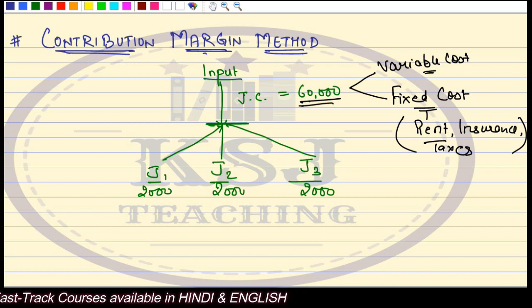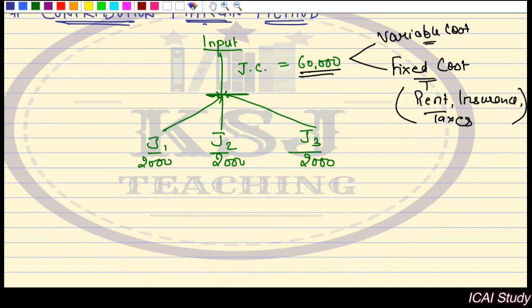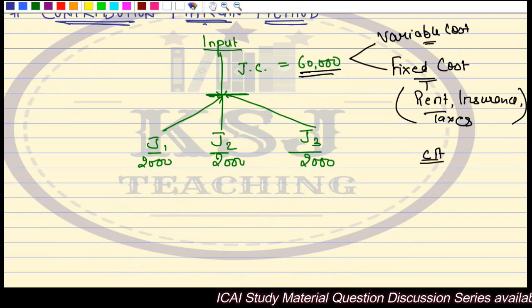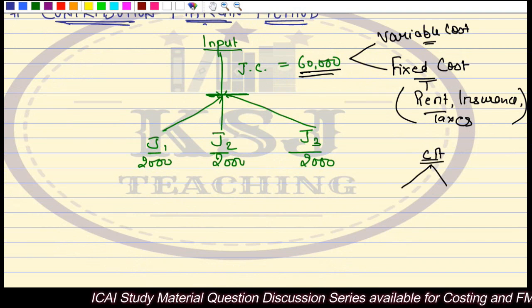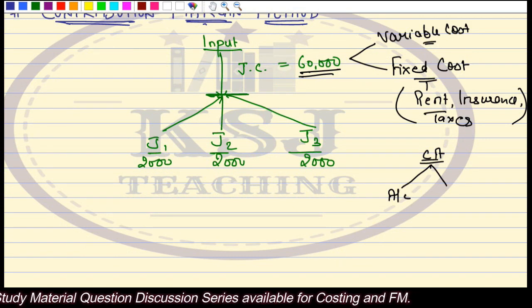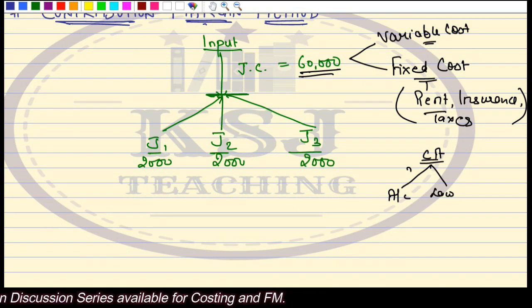I'll take another example to make you understand about this variable cost and fixed cost element, right? Let's say you are a CA Inter student. You have joined two coachings, right? You have joined the coaching for accounts, you have joined the coaching for law, and you pay 20,000 rupees.